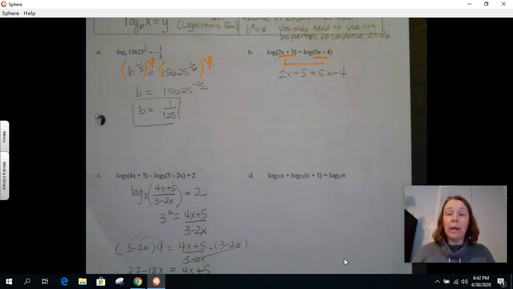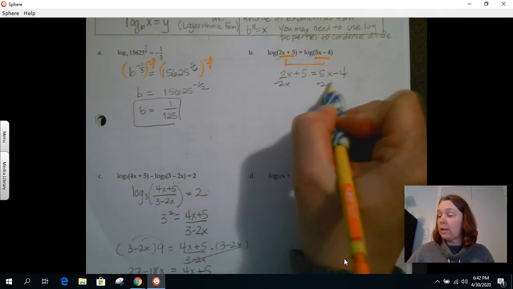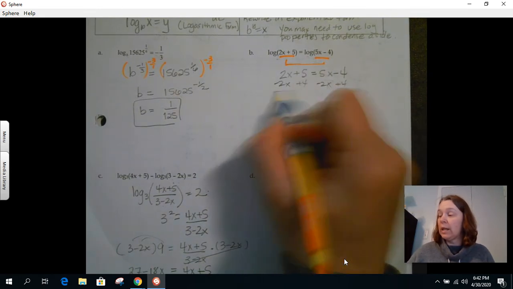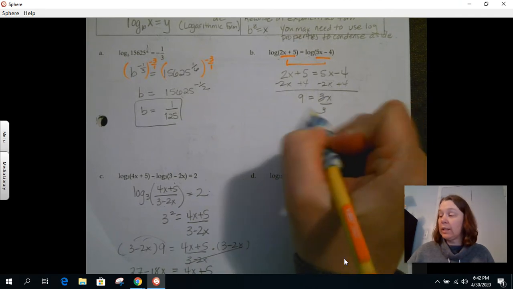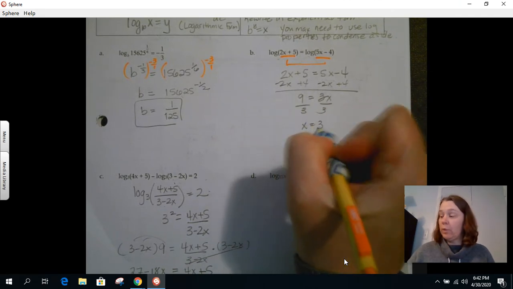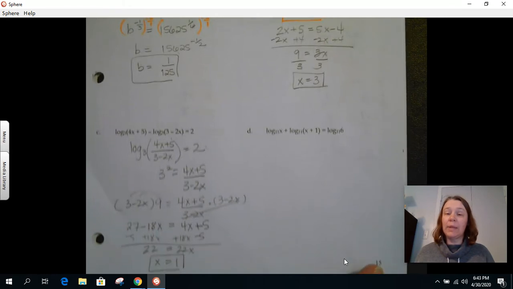Knowing that, we can just solve that equation. So we can subtract 2x from both sides. We can add 4 to both sides. And so we would have 9 equals 3x. And so then x is 3. So pretty straightforward.